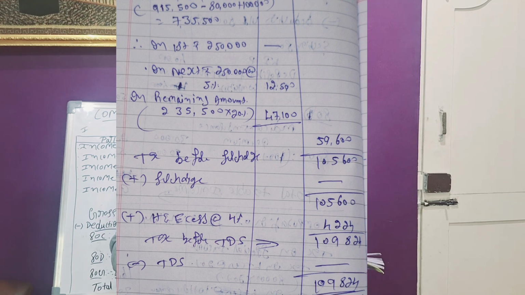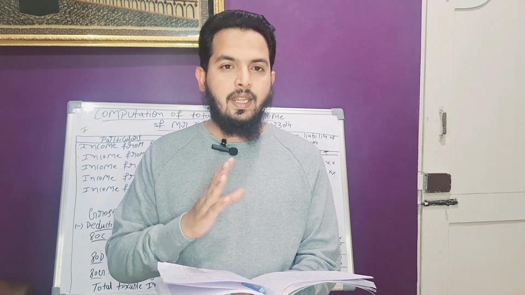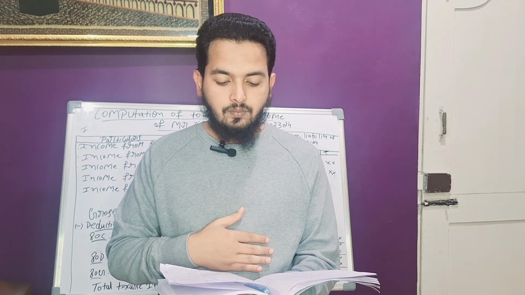So tax before TDS, 1,09,824 minus TDS nil. So answer is 1,09,824. This is the answer for the second question. You can take the screenshot.